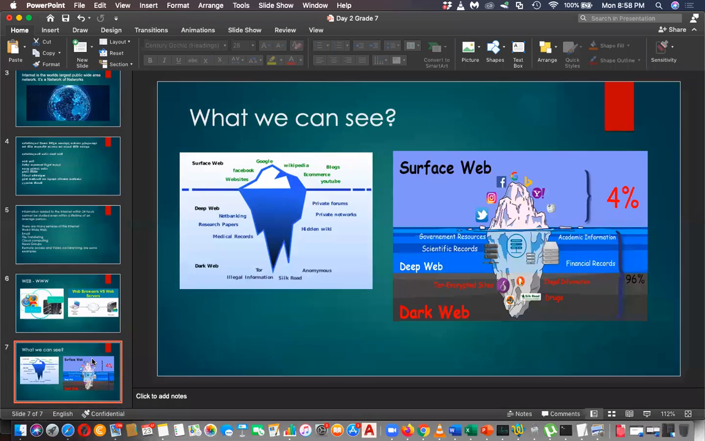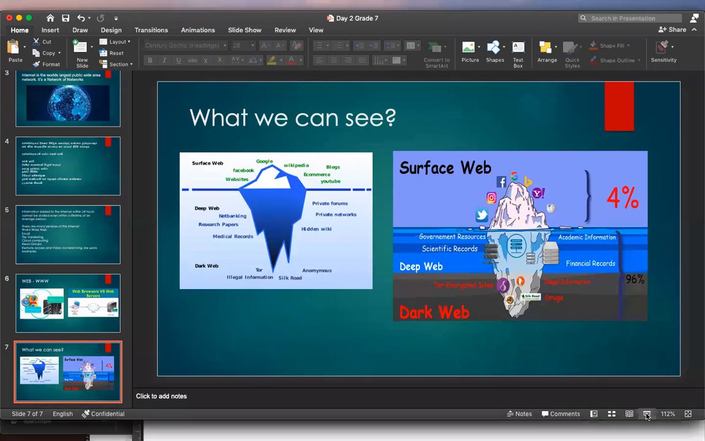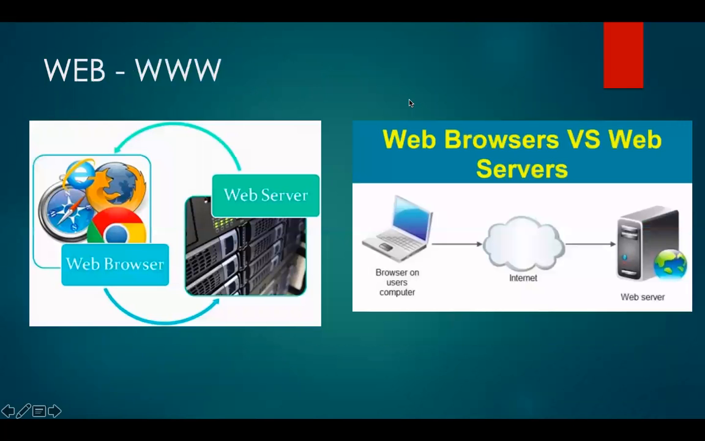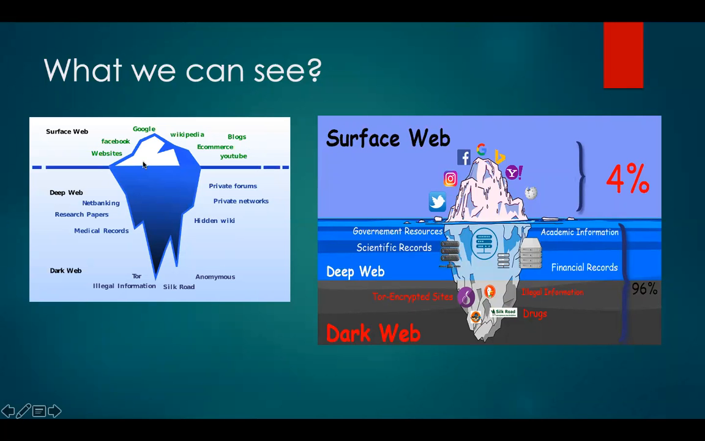Actually, we basically use only 4% of the web. That is called the surface web. This web is a big space, but we are going to use only this portion, only the surface part. This is like a glacier. In this glacier, the visible area is only 4%. Then 96% of this glacier is hidden inside the sea.